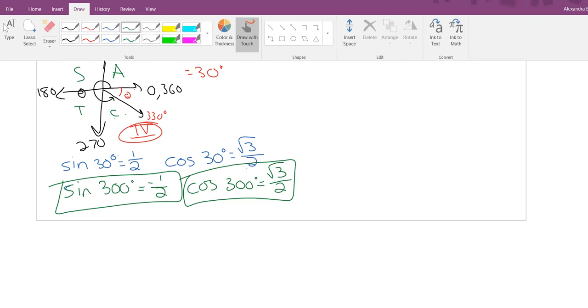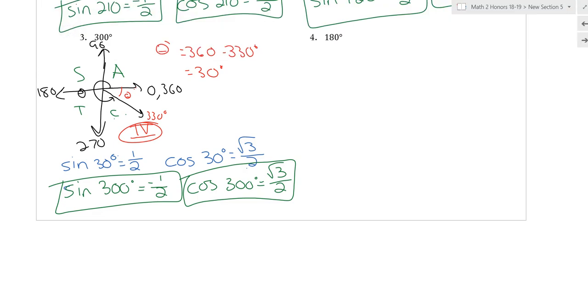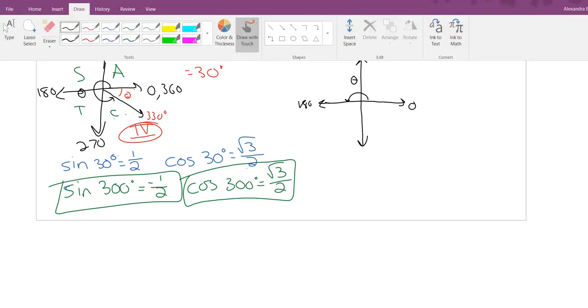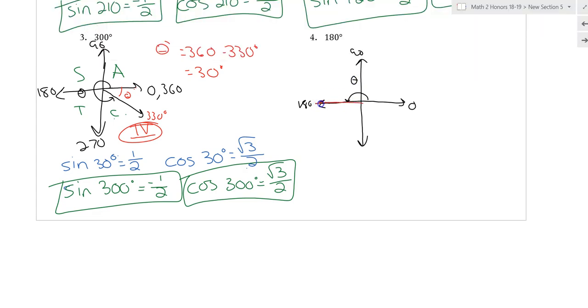Alright, last example for degrees before we look at radians. 180 degrees. 0, 90, 180. So this one falls right on a line, right? When it falls right on a line, your process is a little different. Again, remember, your y is your sine of theta, and your x is your cosine of theta.